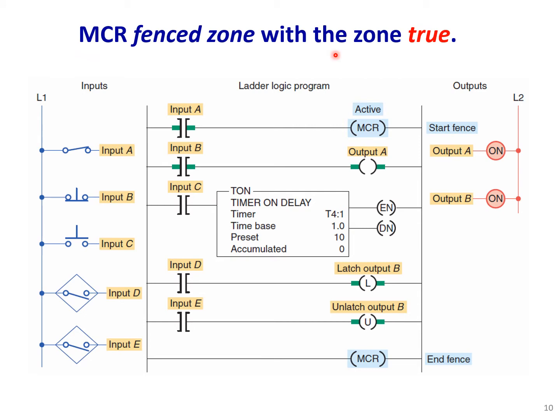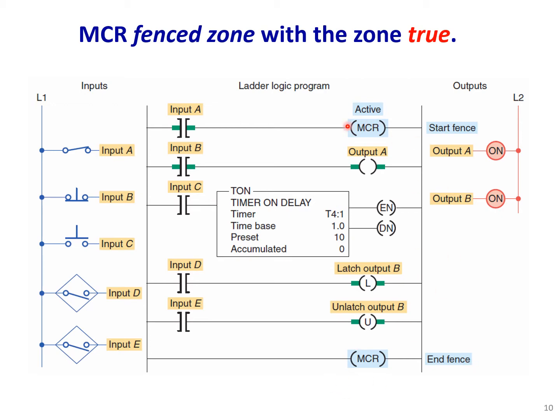MCR fence zone with the zone true. Here we are using MCR, we have MCR in place, but we have a start fence and we have an end fence. It means that when the MCR is off, it only turns off the part of the program between the start fence and the end fence.